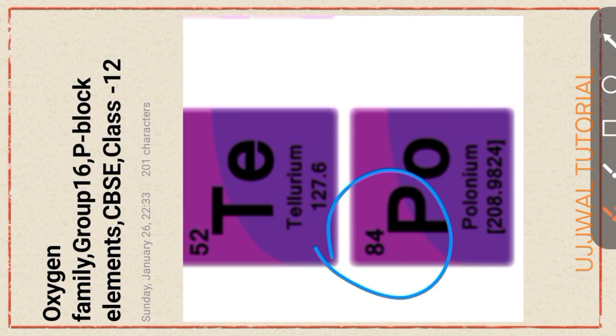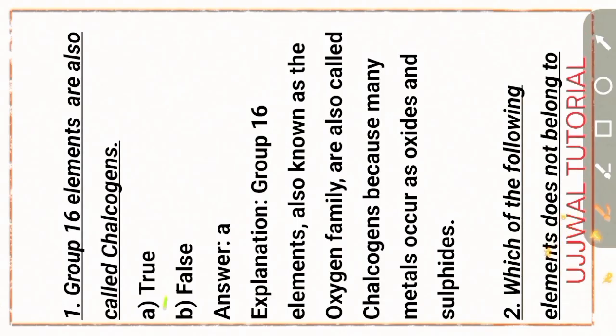Now we discuss very important MCQ type question answers. Question number 1. Group 16 elements are also called chalcogens. Is this statement true? Yes. To explain, group 16 elements, also known as the oxygen family, are also called chalcogens because many metals occur as oxides and sulfides.